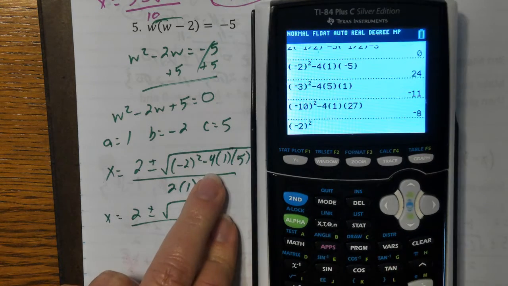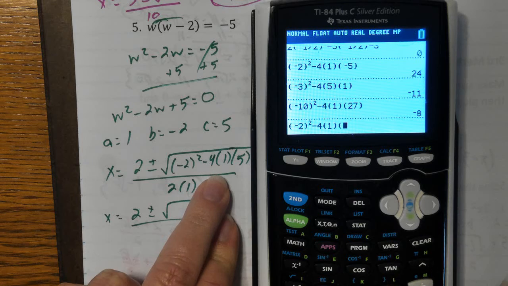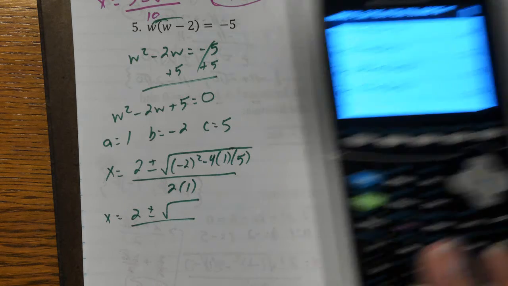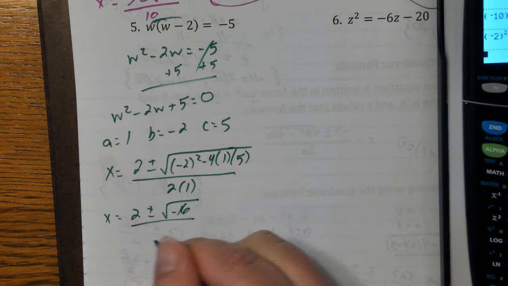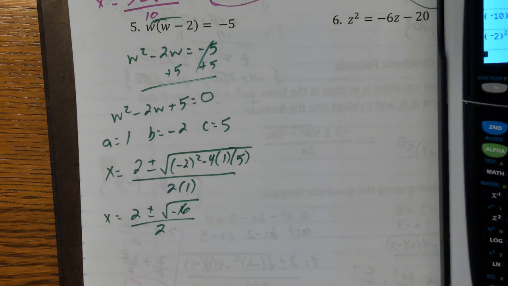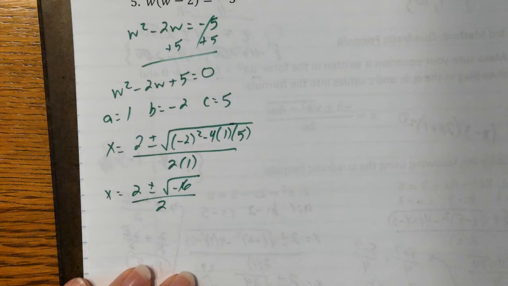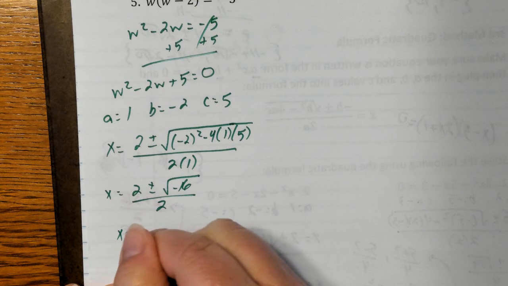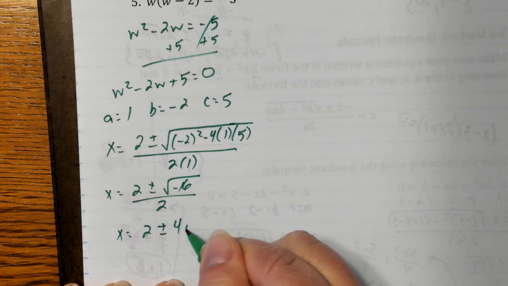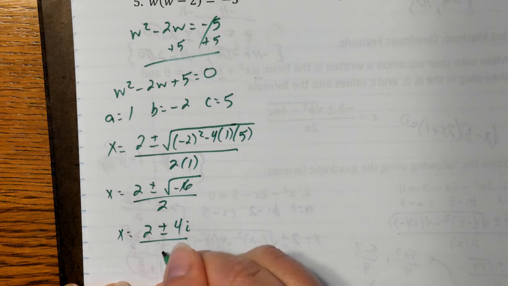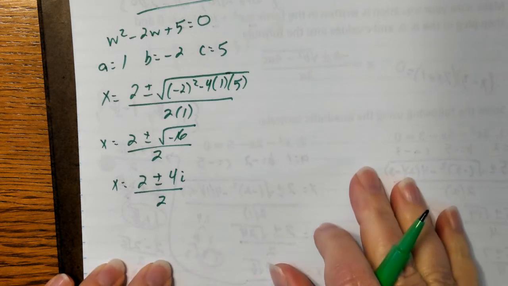All right, so x equals 2 plus or minus square root of negative 2 squared minus 4 times 1 times 5, negative 16, divided by 2 times 1, which is 2. Again, a negative number under a radical. That means it's going to be imaginary. So 2 plus or minus, square root of 16 is 4, but we're putting the i to show that it was imaginary, divided by 2.